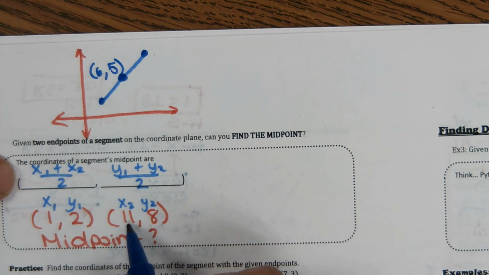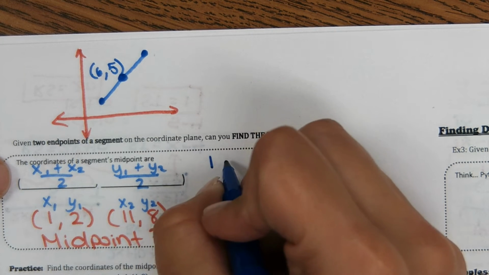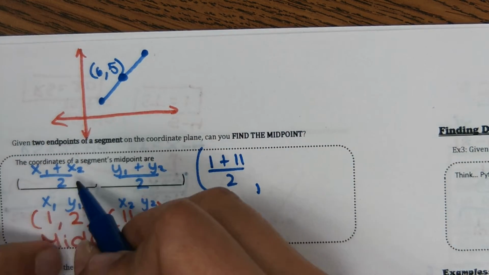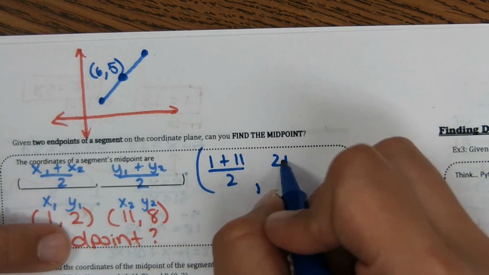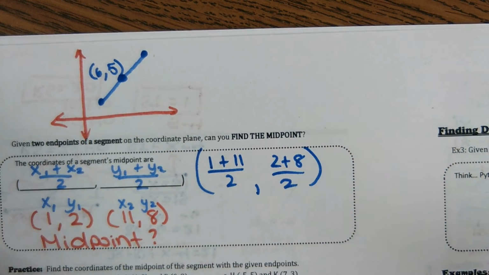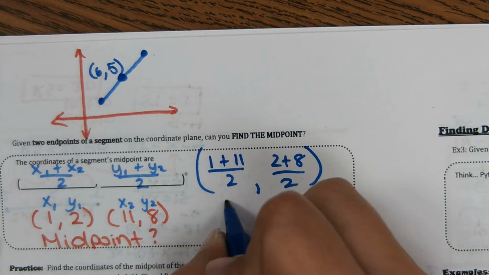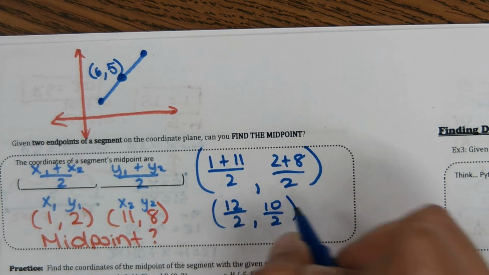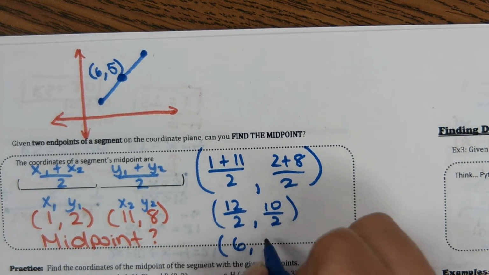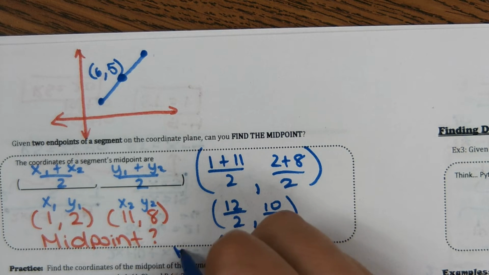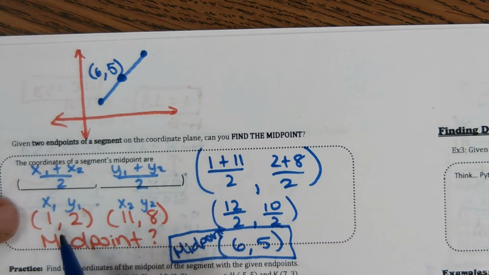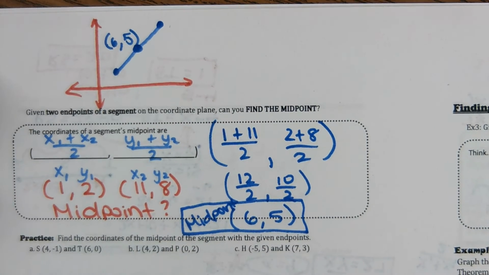So adding the x's, x1 plus x2 divided by 2, and then y1 plus y2 divided by 2. And then just simplify this until you can't anymore. So I get 12 over 2, 10 over 2. You can go further: 6 and 5. And so this is our midpoint between these two coordinates.